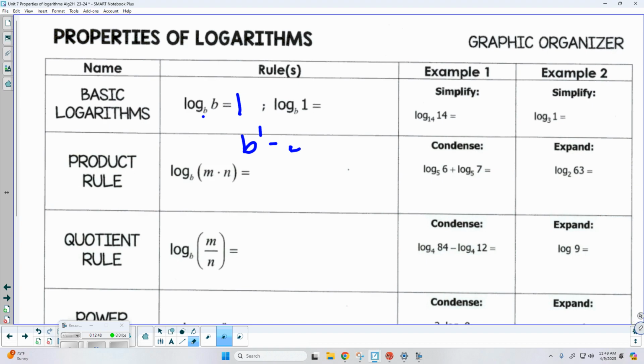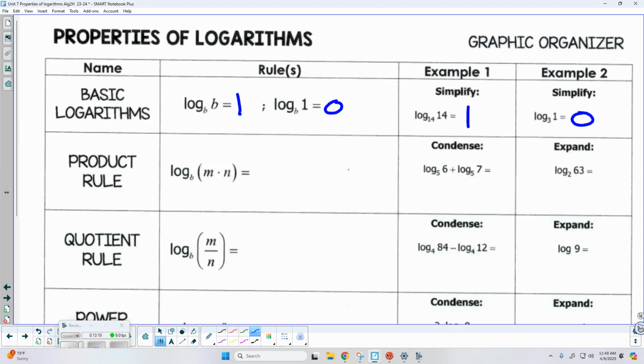What about this next one? Log base b of 1. 0. Anything to the 0 power will give you 1. We got some examples here. Log base 14 of 14, that's 1, because 14 to the first power is 14. And then log base 3 of 1, that is 0. Again, because 3 to the 0 power would give me 1.